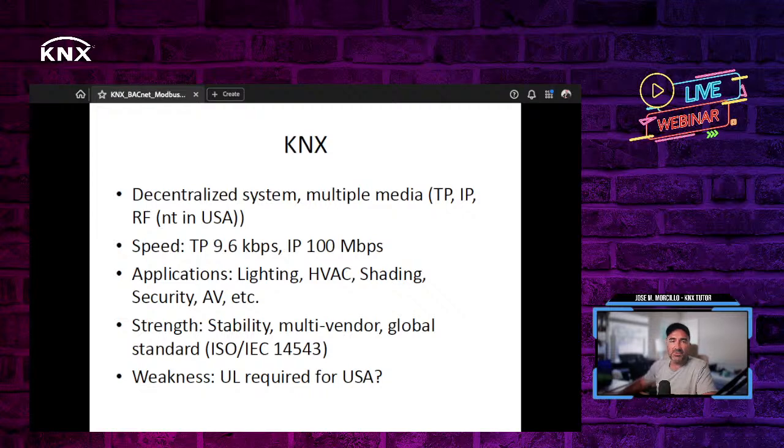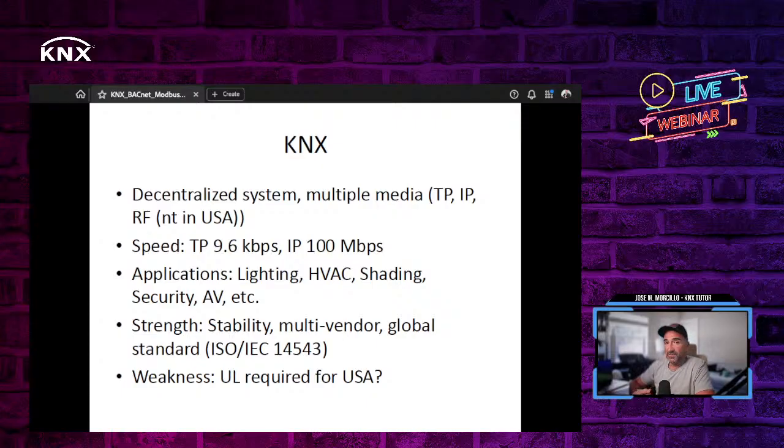So first of all, I want to talk about KNX. KNX, as you may know, is a decentralized system. It can work on several media. We have twisted pair, we have IP, and we also have radio frequency. Unfortunately, radio frequency is not available in the USA. That frequency, 868 megahertz, is not allowed in the US. It's forbidden for the US market. But you can use it in other places.